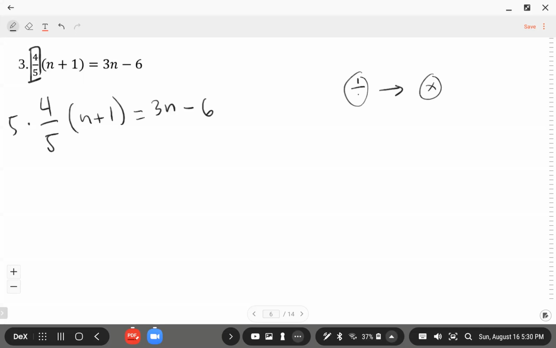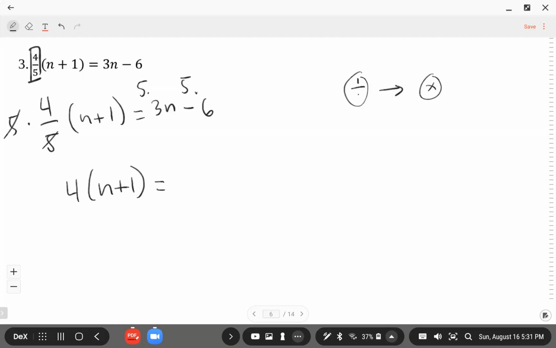We multiply by 5. Okay, but we're not done. We have to multiply 5 on every single term in the equation to keep it equal, right? You have to keep things equal. You multiply on this side, you have to multiply on that side. So we multiply 5 on every term. And we get these two 5s cancel out. Okay. And then let's simplify it.